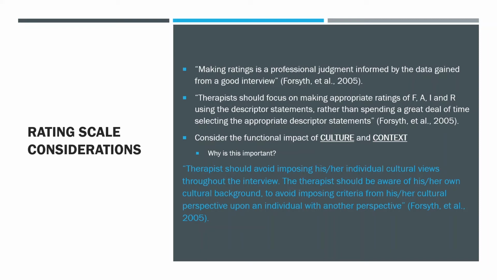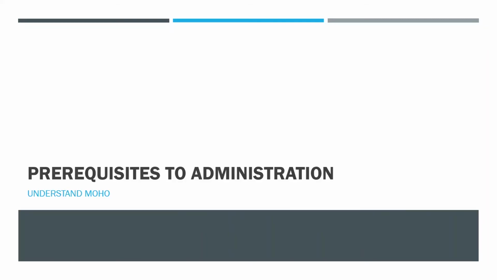And that's why this assessment is so effective, is that you can really look at all these different aspects of a person's life, which will help guide your clinical judgment. So consider the functional impact of culture and context. I think that's very, very important and something that needs to be realized when you start using this assessment or any assessment. And that goes into anything, whether you're in acute care, outpatient, inpatient, it does not matter. Culture and context are important for the situation.